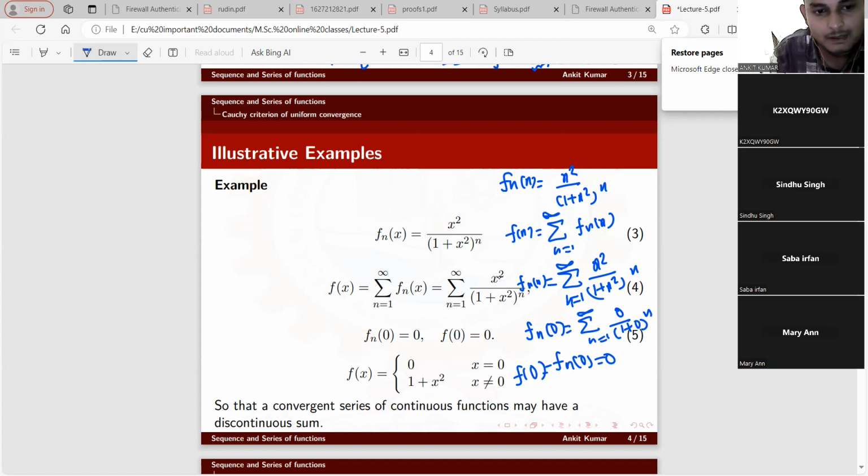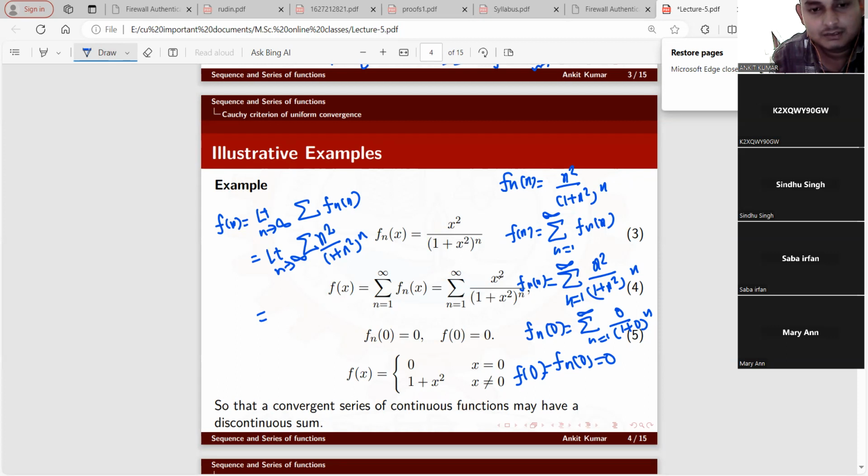Now f(x), what is f(x)? f(x) is the limit as n tends to infinity of the summation of f_n(x). So the limit as n tends to infinity of x square upon (1 plus x square) to the power n. Okay. So the limit as n tends to infinity of 1 upon (x square plus 1) and 1 upon (1 plus x square) to the power n is 0, because the limit as n tends to infinity of 1 upon n is equal to 0. So this is f(x) is equal to 0.